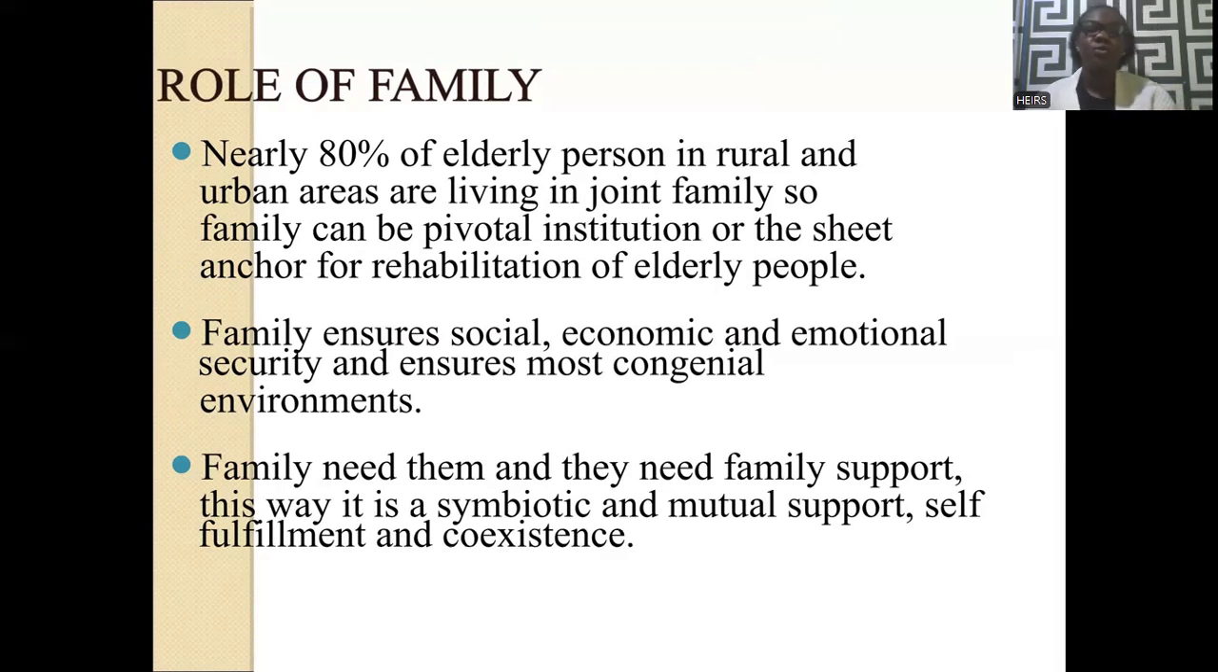Nearly 80% of the elderly people in rural and urban areas are living in joint families. So family can be a pivotal institution or the sheet anchor for rehabilitation of elderly people socially. And the family will ensure social, economic, and emotional security and would ensure the most congenial environment for the elderly ones. So it's the family first before we get to the community. And family needs them and they need family support. This way it's a symbiotic and mutual support that is self-fulfilling and coexistent. So the social rehabilitation of an elderly person is best done by the family. But in situations where that is not possible, that is where the caregiver comes in, that is where the community comes in, that's where the spiritual aid also comes in.